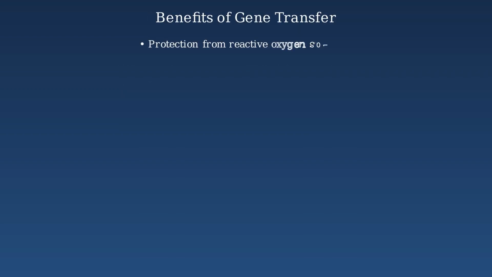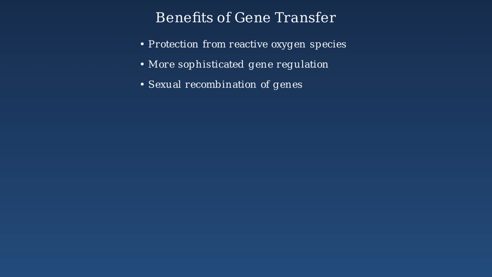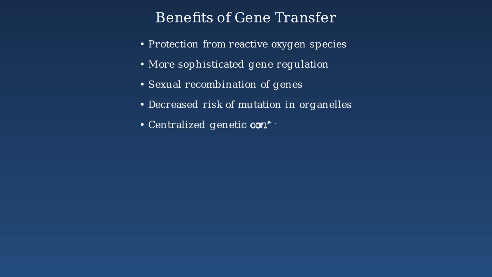Gene transfer provided several evolutionary advantages. Nuclear DNA is better protected from the reactive oxygen species produced in mitochondria. The nucleus offers more sophisticated gene regulation mechanisms, allowing for better control of gene expression. Nuclear genes can undergo sexual recombination, increasing genetic diversity and adaptive potential. Transfer decreases the risk of harmful mutations in organelles, where DNA repair mechanisms are more limited. Finally, centralized genetic control in the nucleus allows for coordinated regulation of cellular functions.